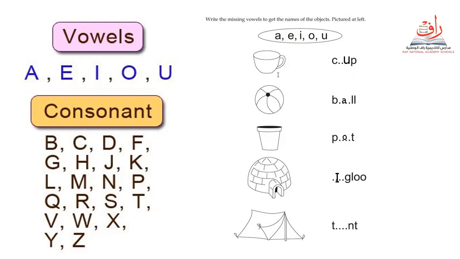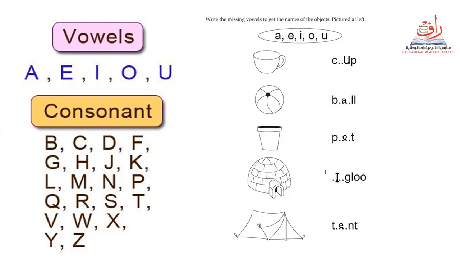The last one. Okay, let's ask now, Muhammad, hi Muhammad, can you please guess what is the missing letter here? Tent, yes, E, the missing letter is E. These are vowels, all of them are vowels, okay. Write them down carefully, please. Good job. Let's read them again.